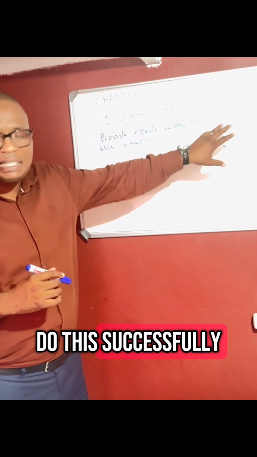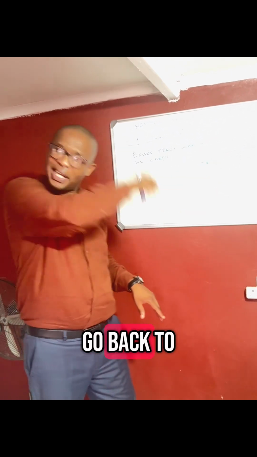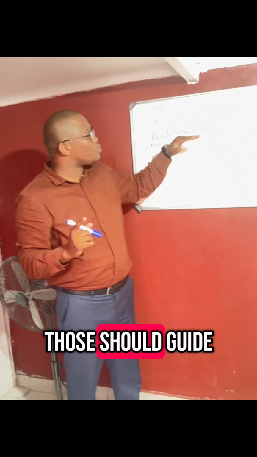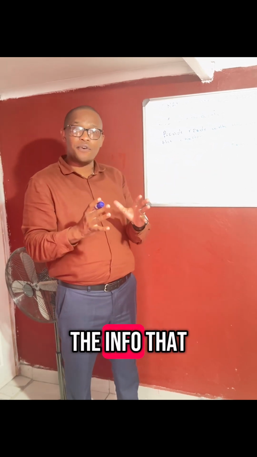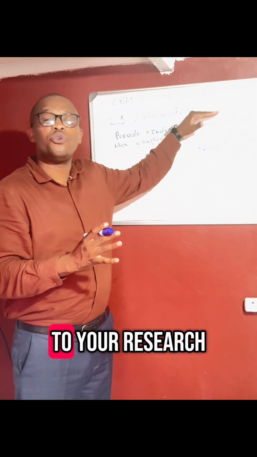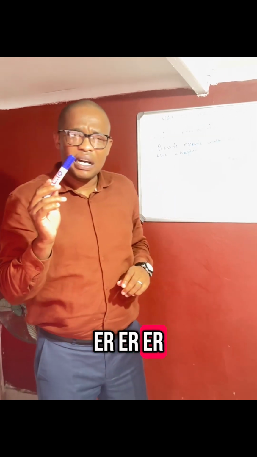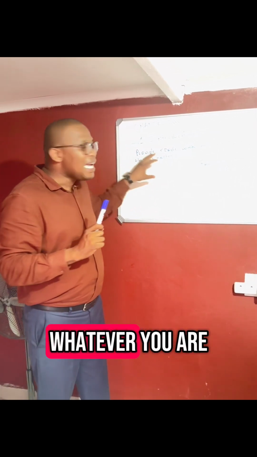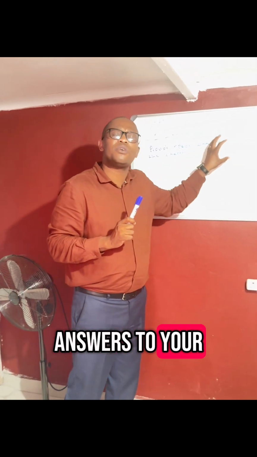For you to do this successfully, not to find yourself wandering around, go back to chapter 1, to the objectives and the research questions. Those should guide you when you are using this funnel approach, so that all the information that you are collecting should be able to give answers to your research questions. The other thing that many students tend to forget is that whatever you are bringing into this chapter must give answers to your research question.